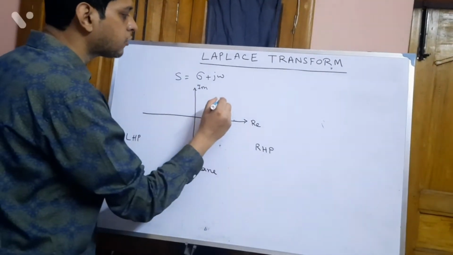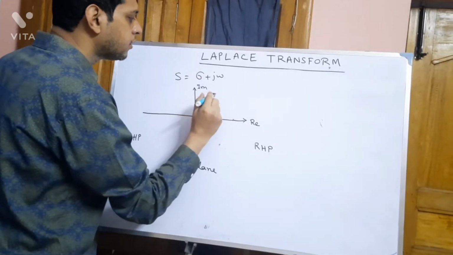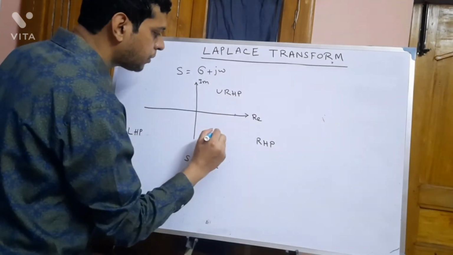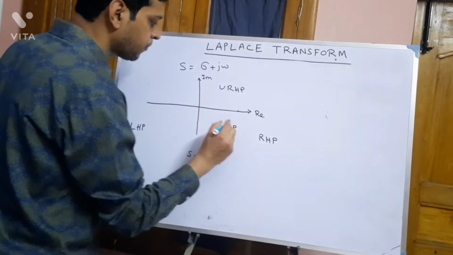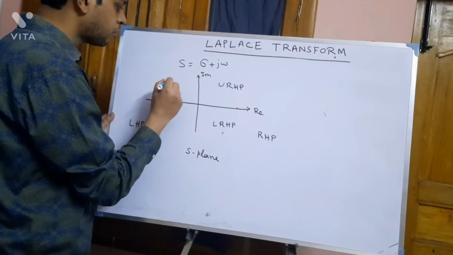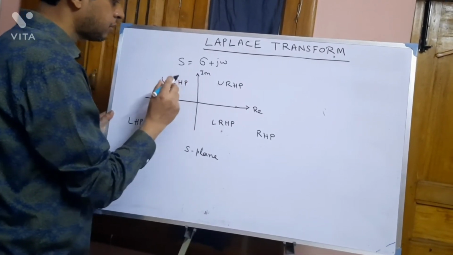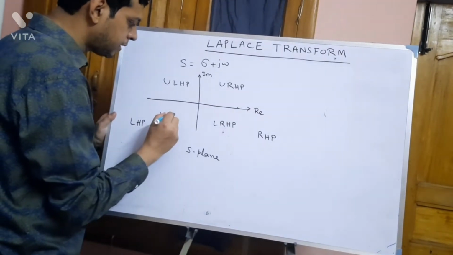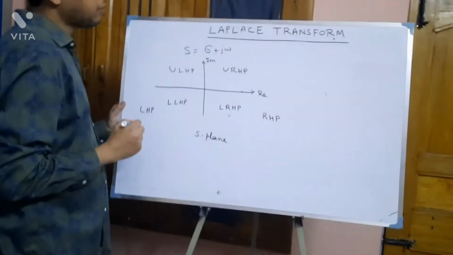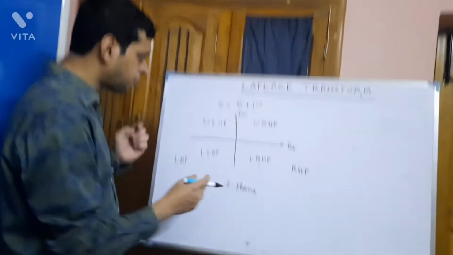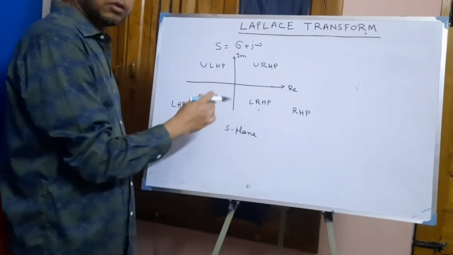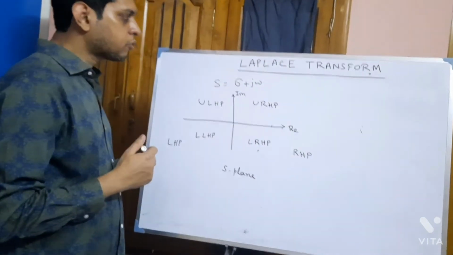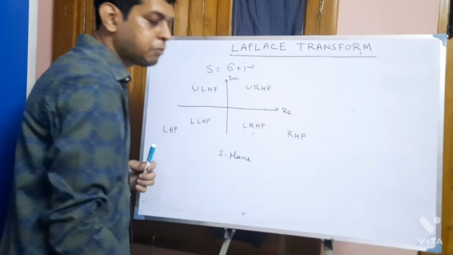This is the upper part of the right hand plane, URHP, and this is the lower part of the right hand plane. This is also the upper part of the left half plane, or left hand plane, and this is the lower part of the left hand plane. Okay, this is very important in control system analysis. Now let us go to the Laplace transform directly.